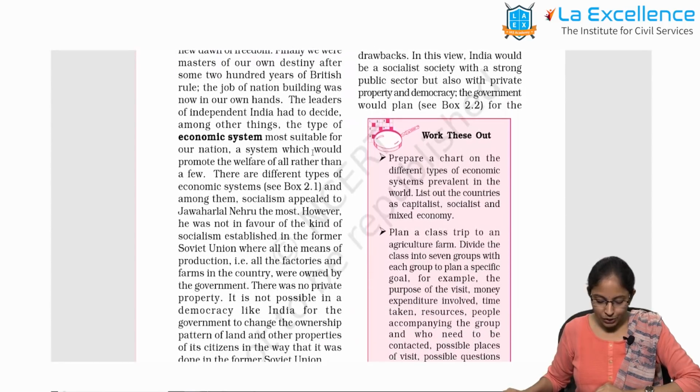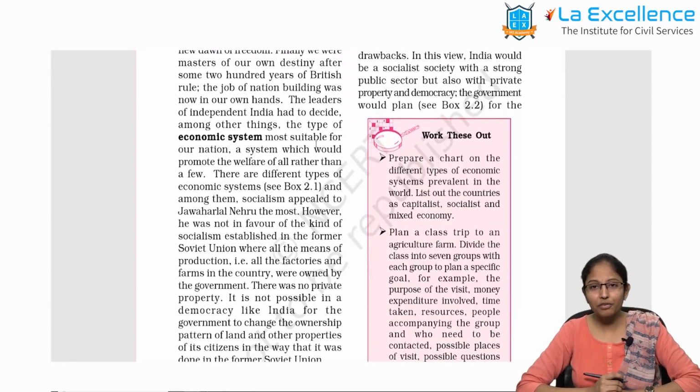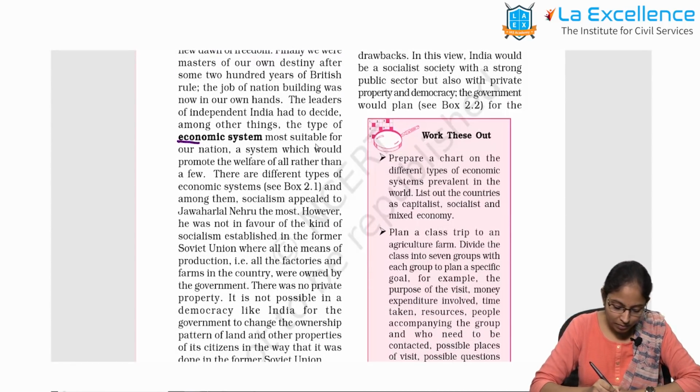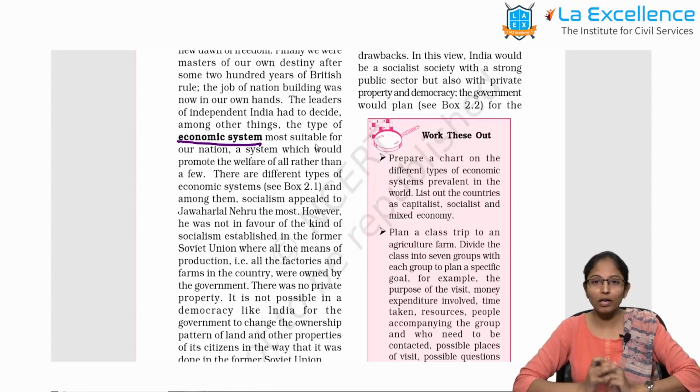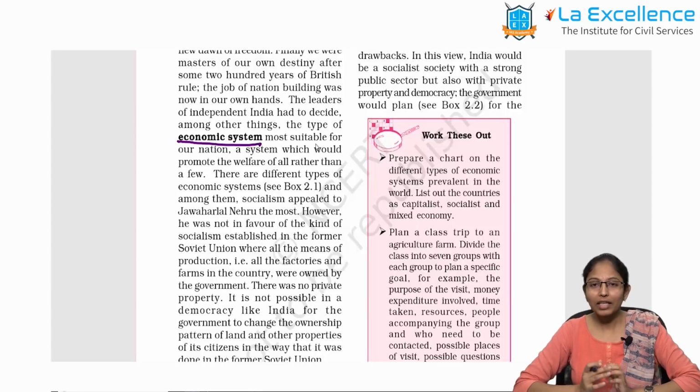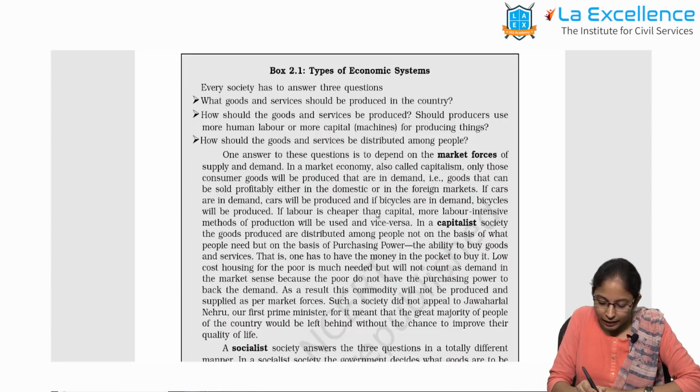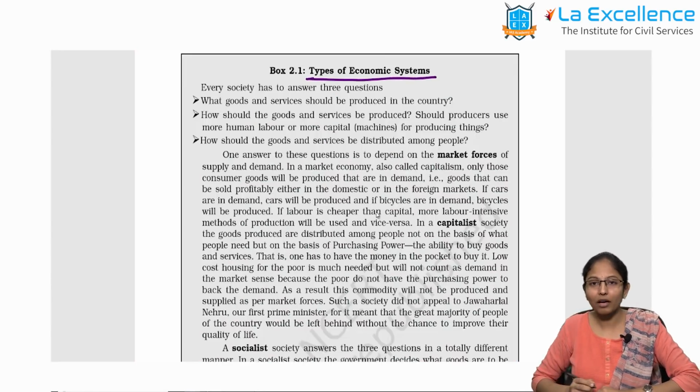In the introduction of this chapter, there are different types of economic systems that are mentioned. Economic systems, that is philosophy of economy. What is the model of economy? Here we have three major types of economic models. Let us see what is the criteria to define a particular economic system. In this box, types of economic systems are mentioned.